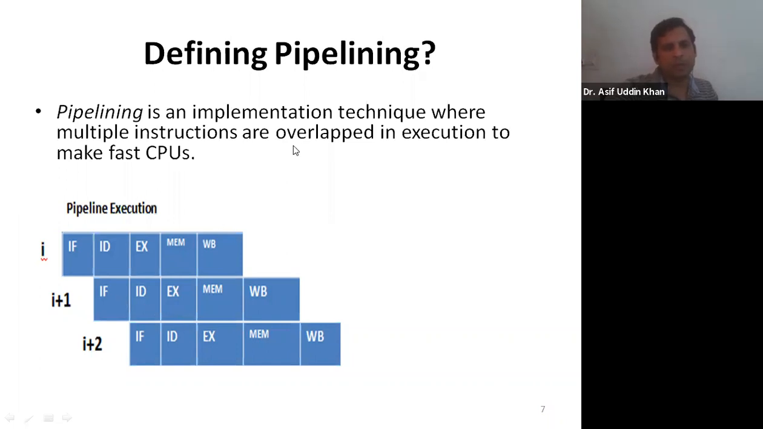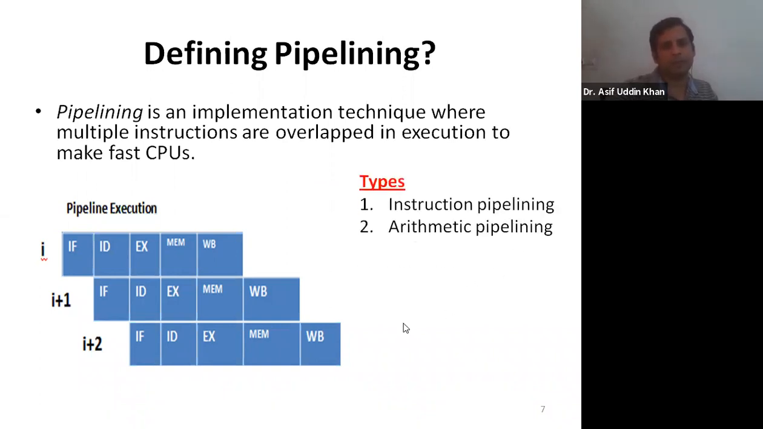So in pipelining, what do we do? This is actually an implementation technique where multiple instructions are overlapped in execution to make the CPU fast. This way we can reduce the number of clock cycles required and make the CPU faster. So this is your pipeline, and there are two types of pipelining. One is instruction pipelining and the other is arithmetic pipelining. Okay, any questions?